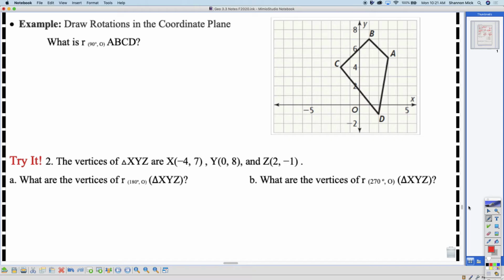So A is what right now? A is 1, when you go up, 3, 5. Okay, B is 1, 7. Okay, C. Wait, is that a 5 or is that a 3? It's a 5. It's a 3, 5. And C is negative 2, 4.